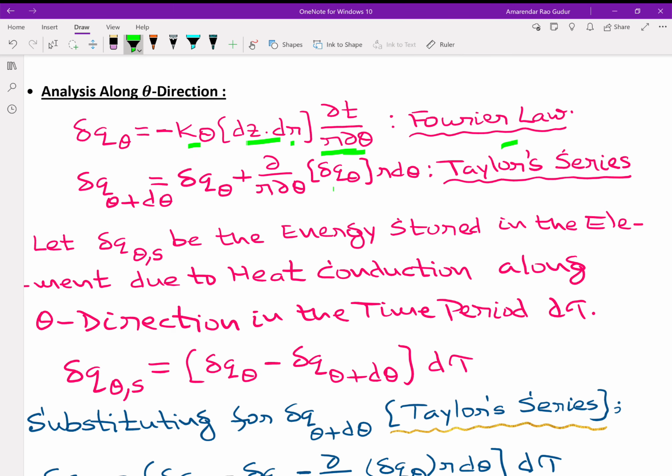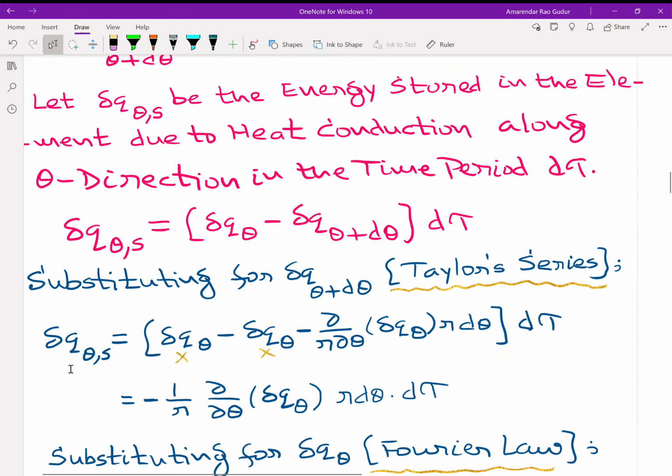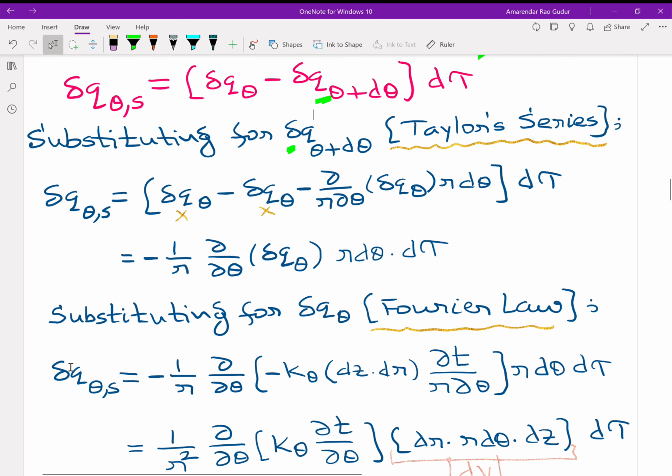Now in an analogous way, we assume that del q theta comma s is the energy that is stored in the element due to heat conduction along theta direction in the same time period of d tau. Now del q theta comma s would be energy coming in, del q theta, minus energy leaving, del q theta plus d theta, into d tau. Now we'll incorporate Fourier law over here. Then we are going to have del q theta comma s as del q theta minus del q theta minus del by r del theta del q theta r d theta d tau. Now this del q theta will be out. We are going to have minus 1 by r del by del theta del q theta r d theta d tau.